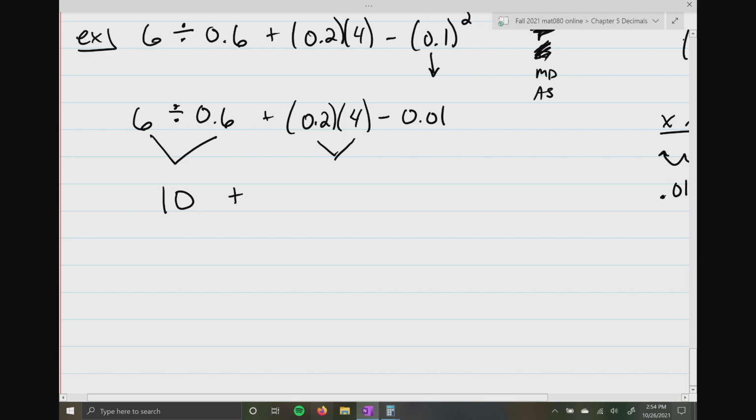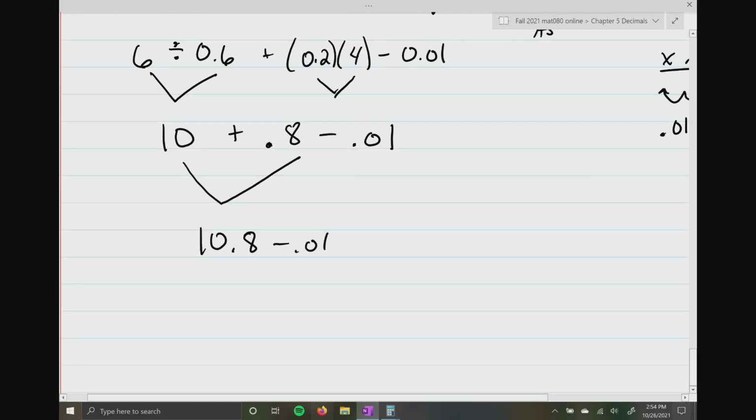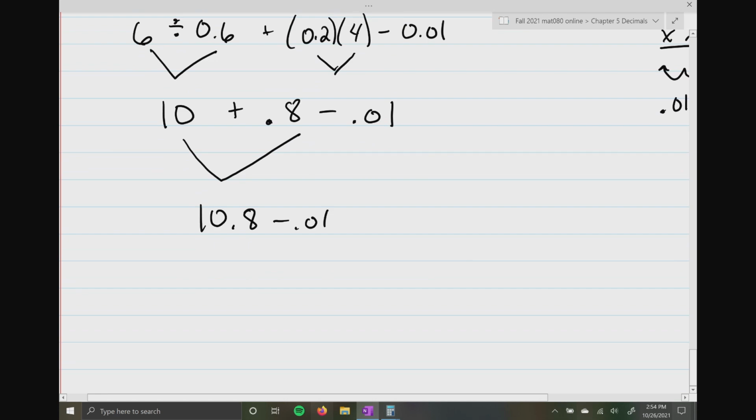So 0.2 times 4 is going to be 0.8 minus 0.01. So now, addition and subtraction from left to right. So we're going to add those two first. So you're going to get 10.8 minus 0.01. And 10.8 minus 0.01 is going to be 10.79.